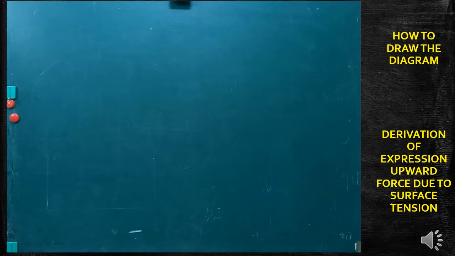In order to derive the relation between the capillary rise, that is H, and the surface tension T, we have to consider a capillary tube which is held vertically in a beaker containing water. The water rises in the capillary tube to a height of H due to surface tension. So this is the basis for the derivation of the surface tension.